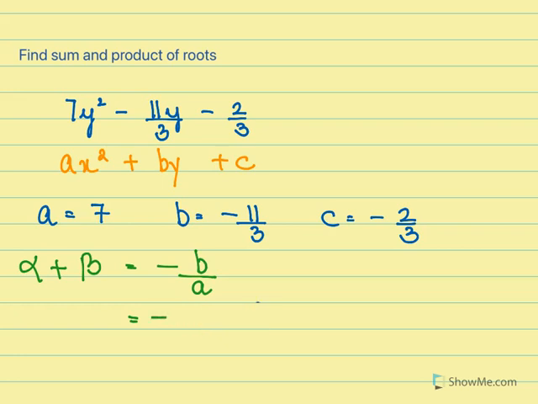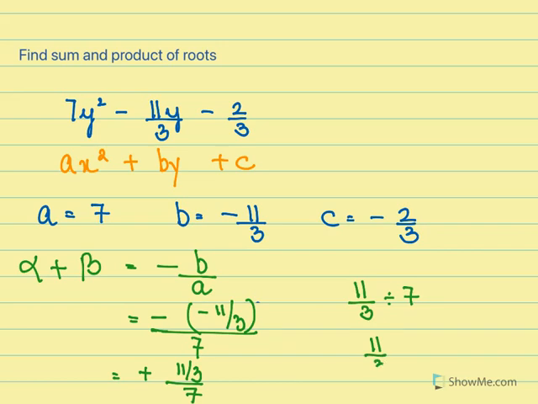Let's write it again. So this is minus, and our b is minus 11 by 3, and a is 7. So we need to solve this. Minus minus becomes plus 11 by 3 over 7, which means 11 by 3 divided by 7. 11 by 3 into 1 by 7. So it will be 11 over 21, which should be the sum of roots.